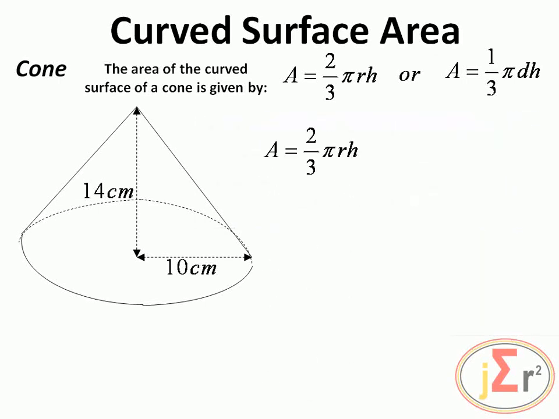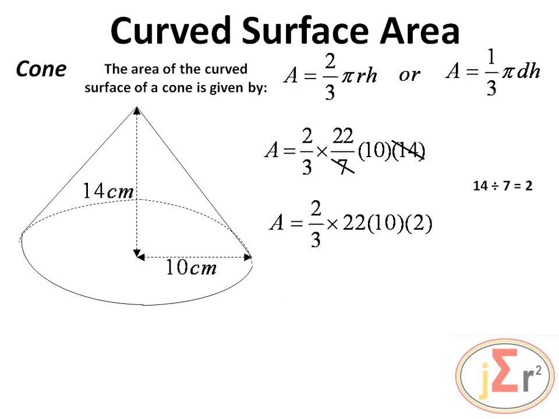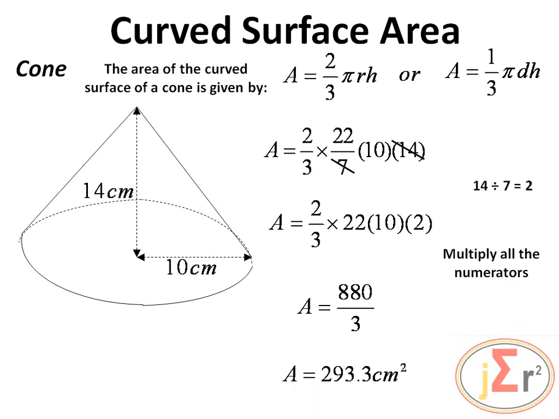So A is equal to 2/3 pi RH because we have the radius right here. So pi is 22/7, R is 10, and the height is 14, and that's all there is to it. Of course, we can reduce right there, and 14 divided by 7 is equal to 2. And of course, we multiply all the numerators, and that will be placed over 3, 3 being the only denominator. So the area is equal to 293.3 centimeters squared.